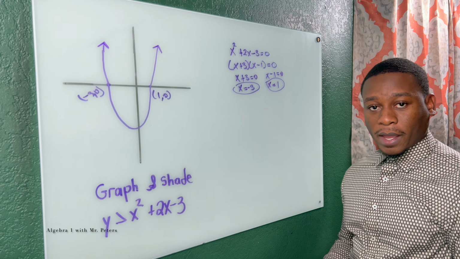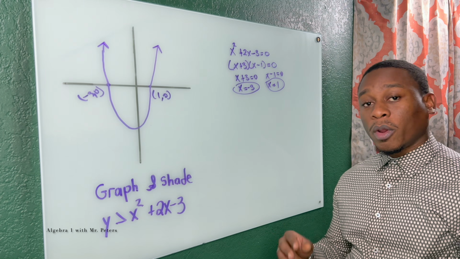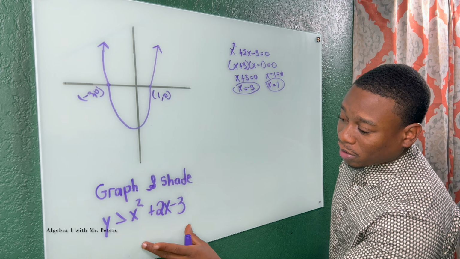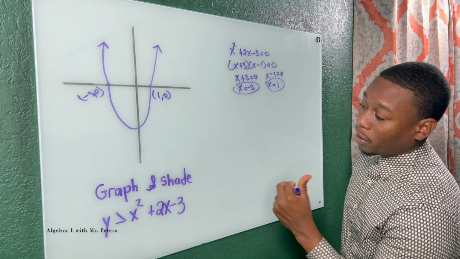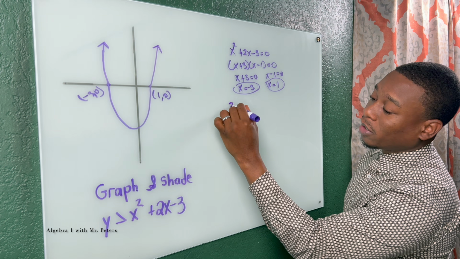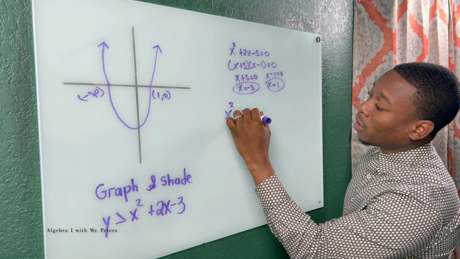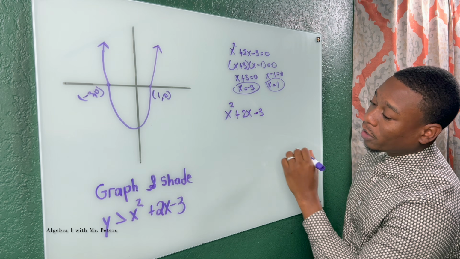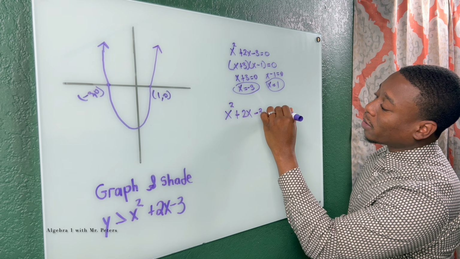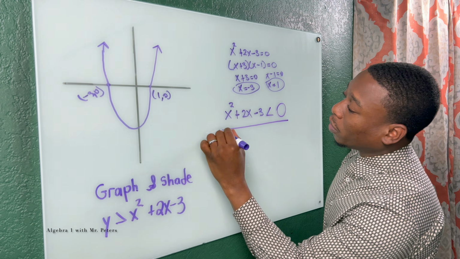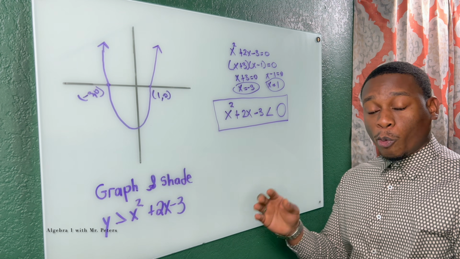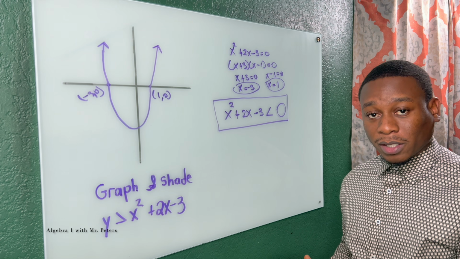So now that we know that, how do we determine where we're going to shade? Well, I got you. The first thing I would say is let's rewrite this so that it makes more sense to us. Once we rewrite this, we're going to say x squared plus 2x minus 3 is less than 0. So this is what we are interested in. When we plug in an x value, when are the y values going to be less than 0?